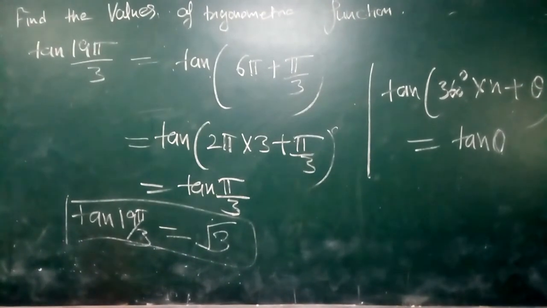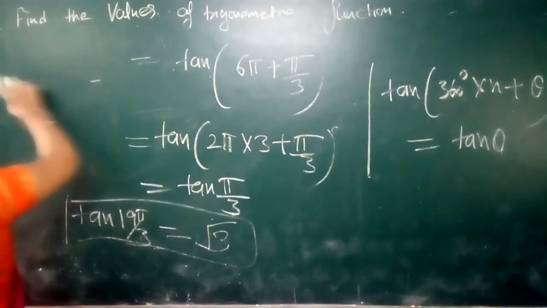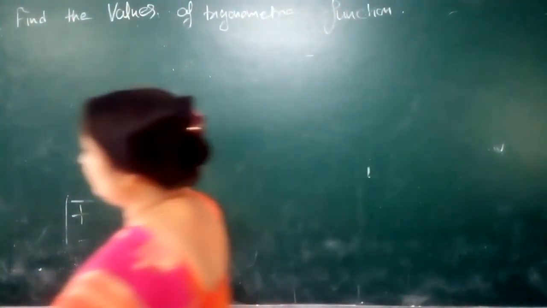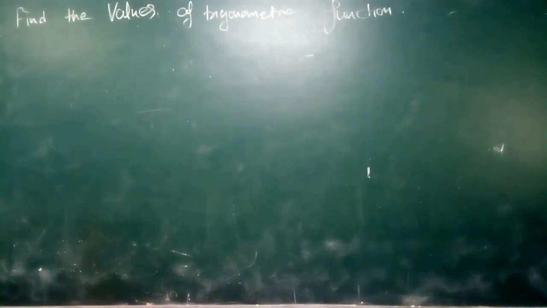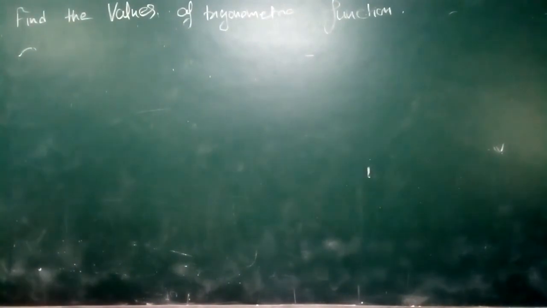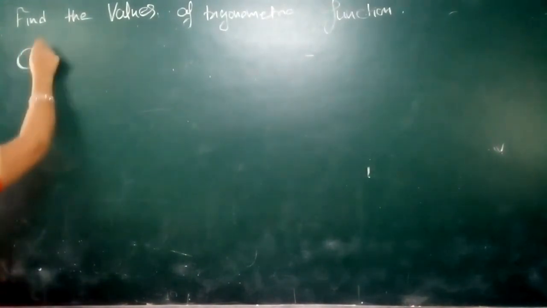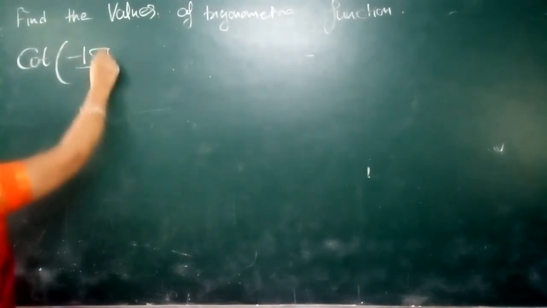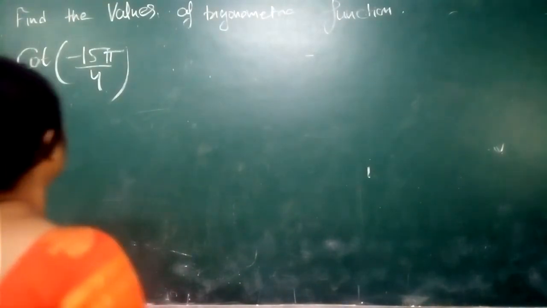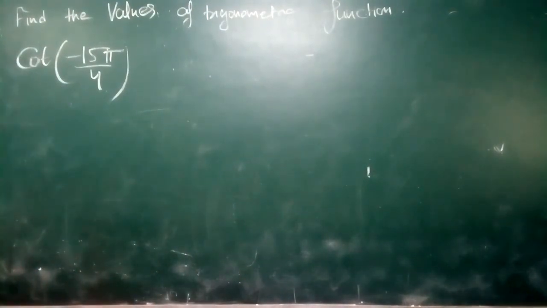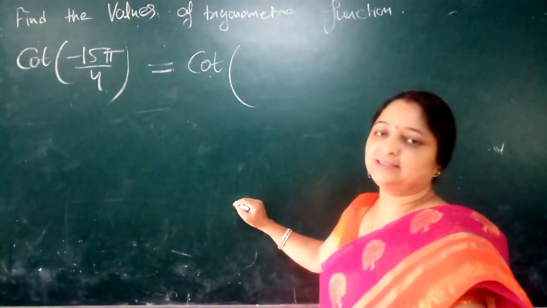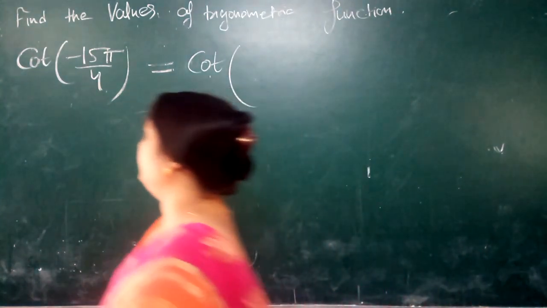After that, the last question is cot of minus 15 pi upon 4. You have to find the value of this trigonometric function. The question is, sorry, not tan, cot of minus 15 pi upon 4. Now you have to find the value of this function. So we can break this term, minus 15 pi upon 4.